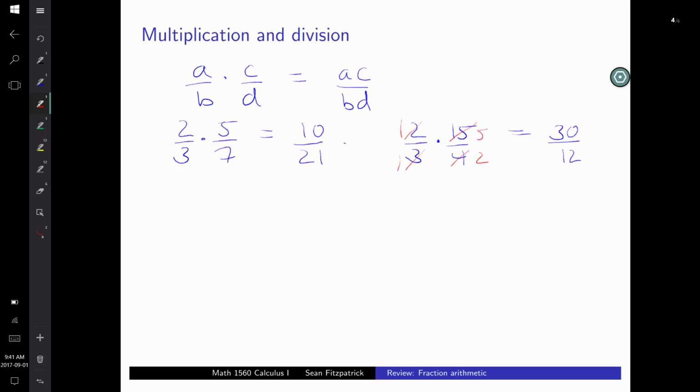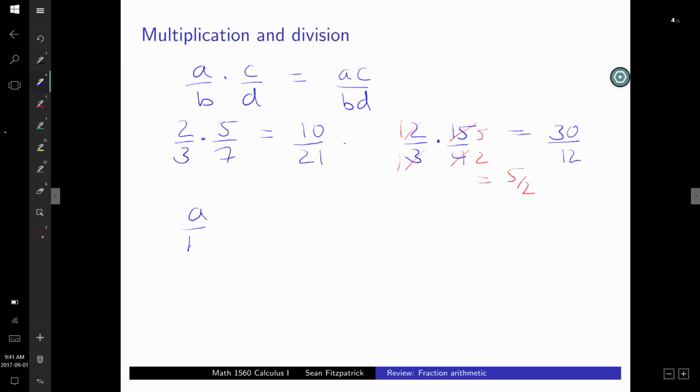Well, that's way better, right? Now I simply have to do 1 times 5, 1 times 2, and instead I get 5/2. That's much simpler than 30/12, right? So that's maybe the one thing that you might watch out for when you're doing multiplication. But again, if you leave your answer as 30/12, I'm not going to ding you for it. It's fine.